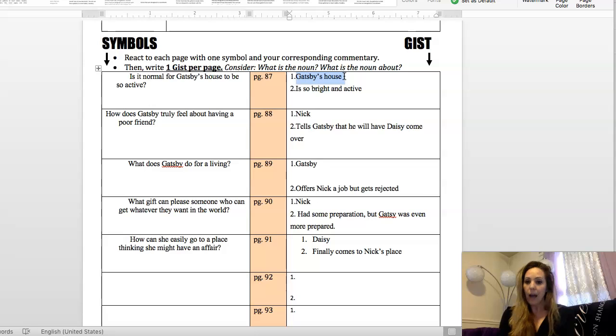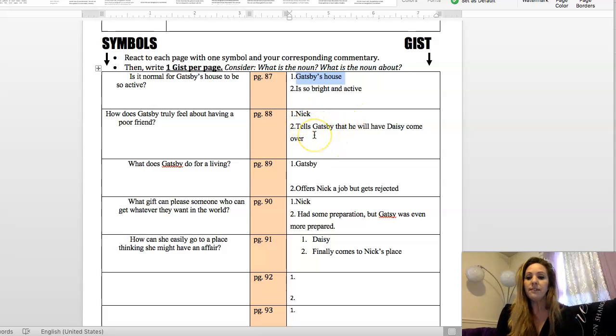I love that on top of that, he is pondering the text here, and a question is coming to his mind. Is it normal for Gatsby's house to be so active? Now, although I love that he asked this question, I would say it's not truly the best debatable question, because I think the answer is yes, it is normal. We know that Gatsby often has parties. But let's look at some of his other examples.